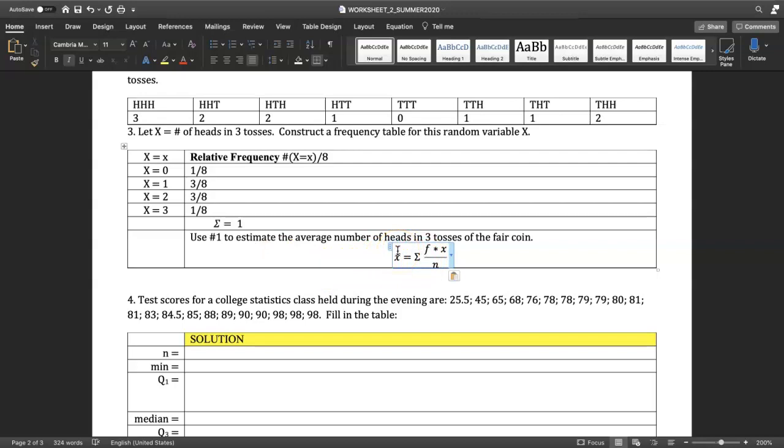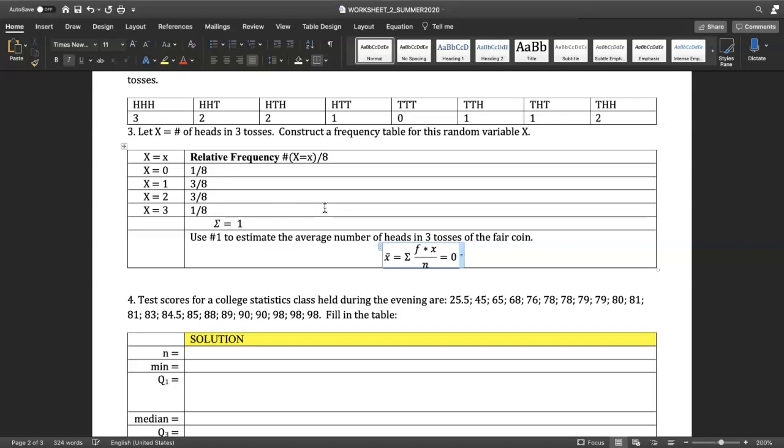We'll take our midpoint, which we'll consider to be these values here, 0, 1, 2, and 3. We'll multiply 0 times 1/8. We'll add 1 times 3/8, and so on. Okay? So let's do that here, and that'll give us our sample mean.